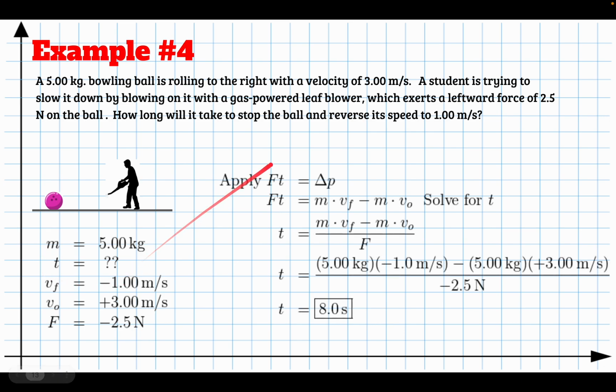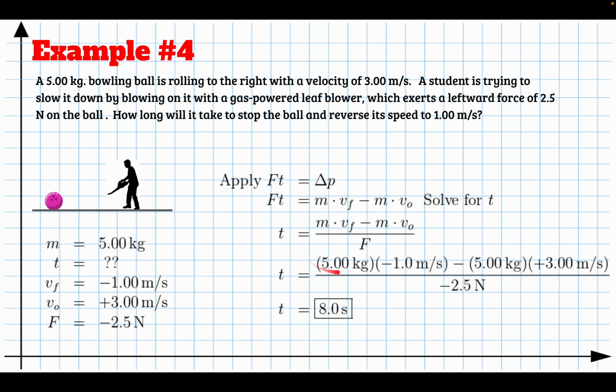So we will start by applying the principle. That means F times T equals mv final minus mv initial, and we're solving that for T. Nothing is 0, so we can't cancel anything. But to get T by itself, I divide both sides by F, and so here's my algebraic solution.